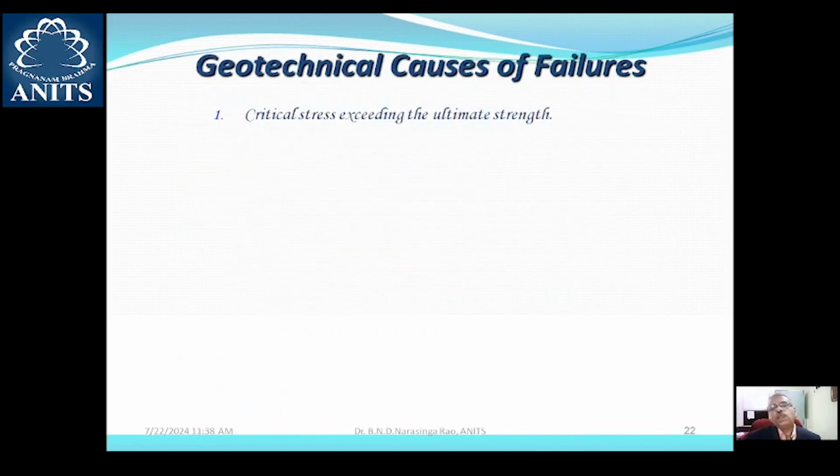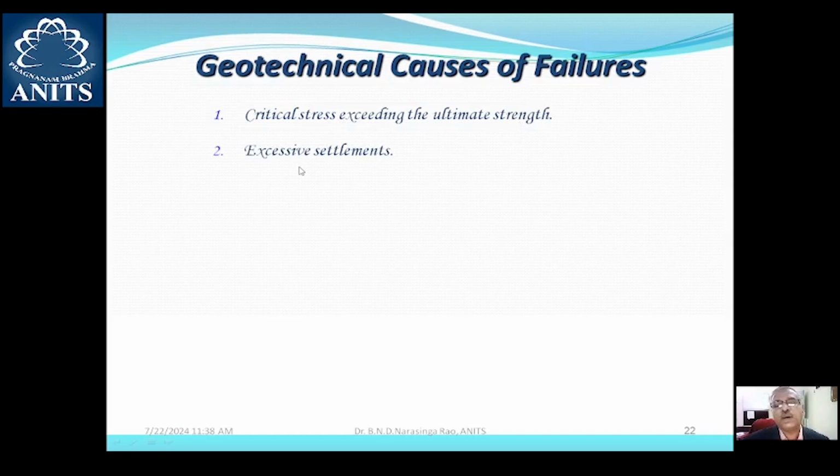Now, another important application of geotechnical engineering is, whenever you want to ensure a safe and economical design of foundation for a structure, what are the causes of failure of such structures? So it is to be investigated. A brief outline of the causes of failure from the geotechnical engineering point of view has been shown over here. Generally, failure occurs when the critical stress in soil exceeds the ultimate strength. So, this is the fundamental cause of failure.